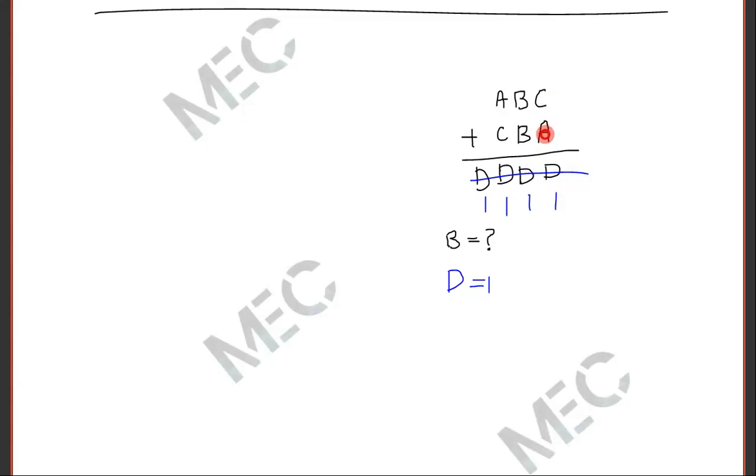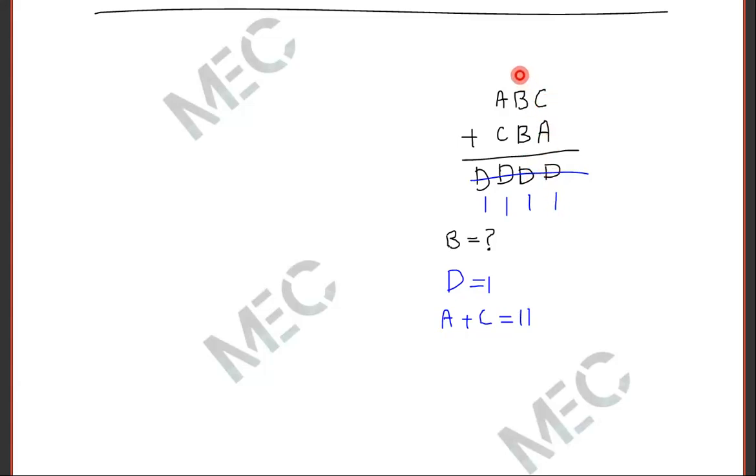And then C plus A is either 1 or 11. Because we have C plus A here again, it cannot be 1, because if C plus A is 1, the sum of these two three-digit numbers wouldn't make a four-digit number. It would be a three-digit number again. So we understand that A plus C must be 11. Okay, so A plus C is 11.